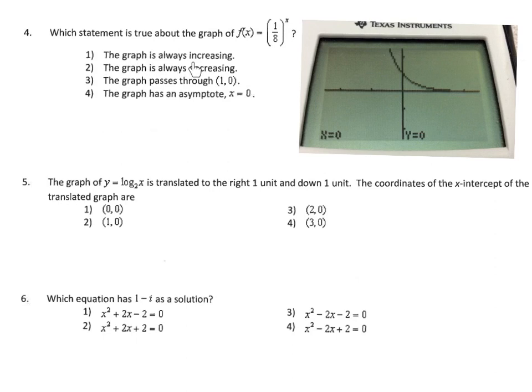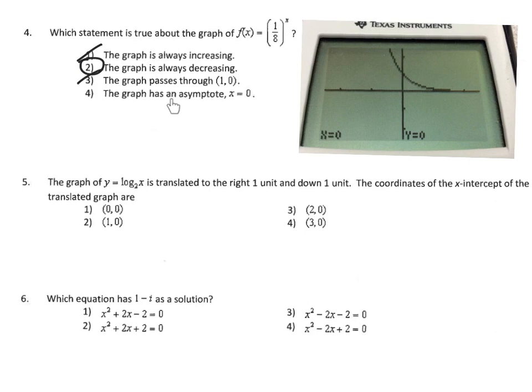Okay, choice 1, the graph is always increasing. Nope, we can see right away it's not. Choice 2, the graph is always decreasing. That's exactly what's happening. It's going to get closer and closer to the x-axis without actually ever reaching it. And just the other choices, the graph goes through the point 1, 0. No, it doesn't. It doesn't ever touch the x-axis. It does go through the point 0, 1, but not 1, 0.